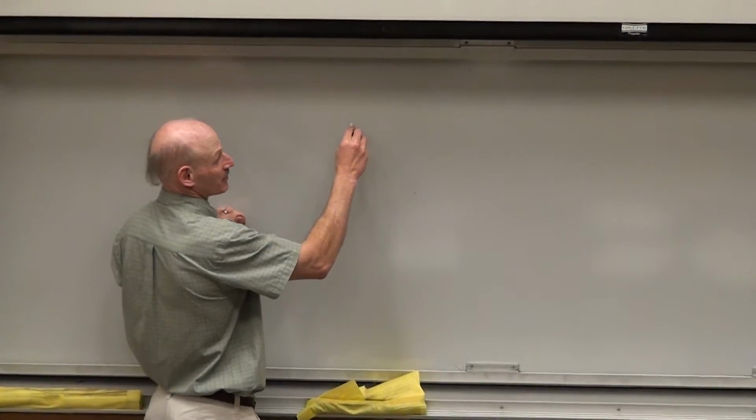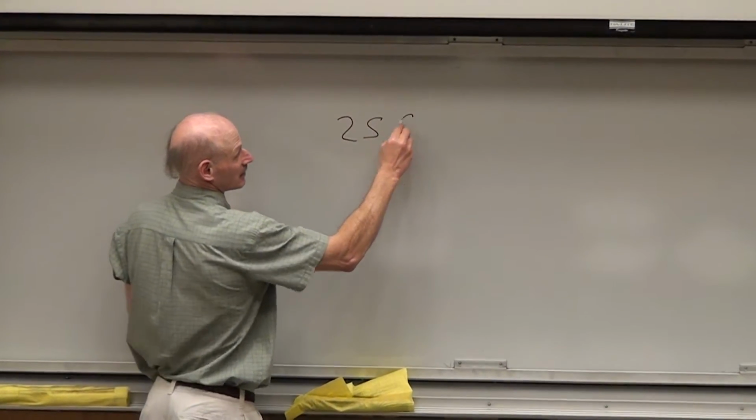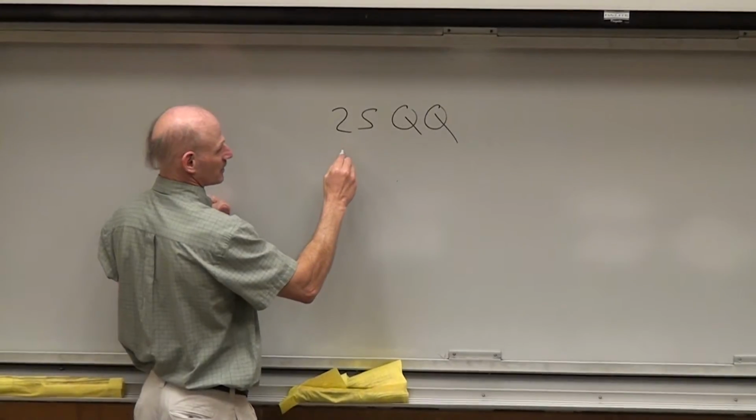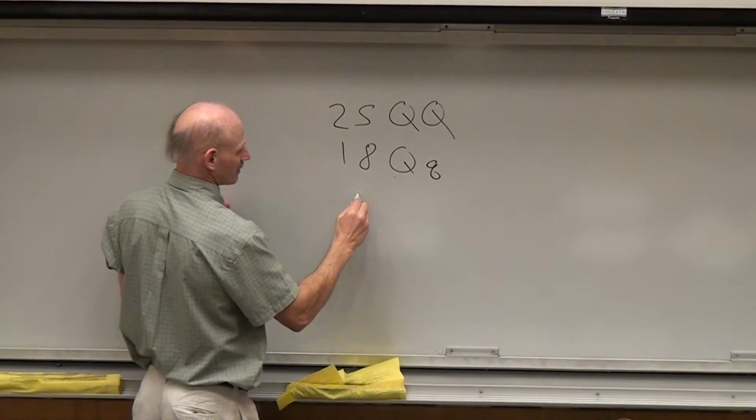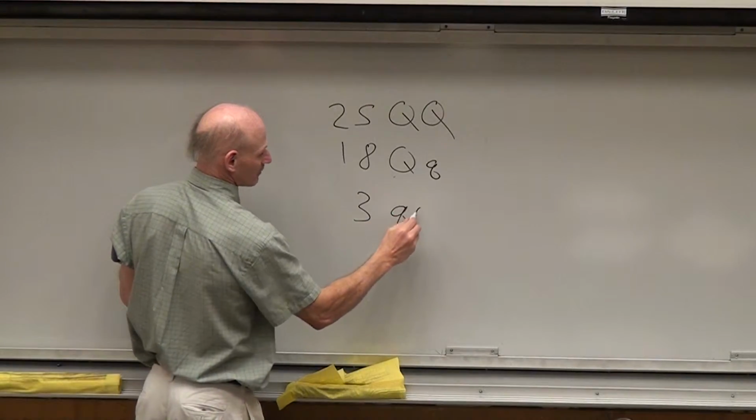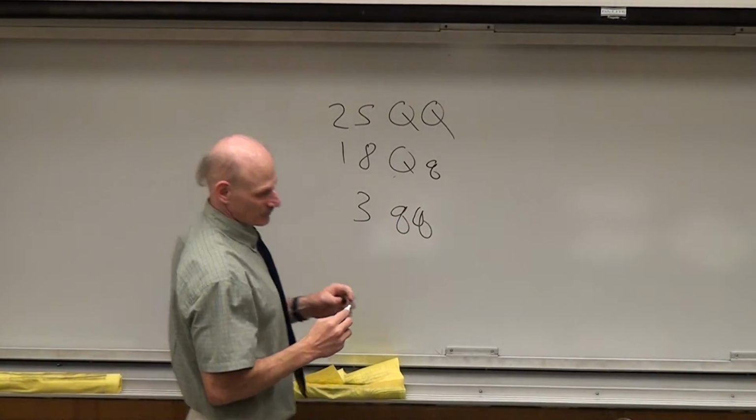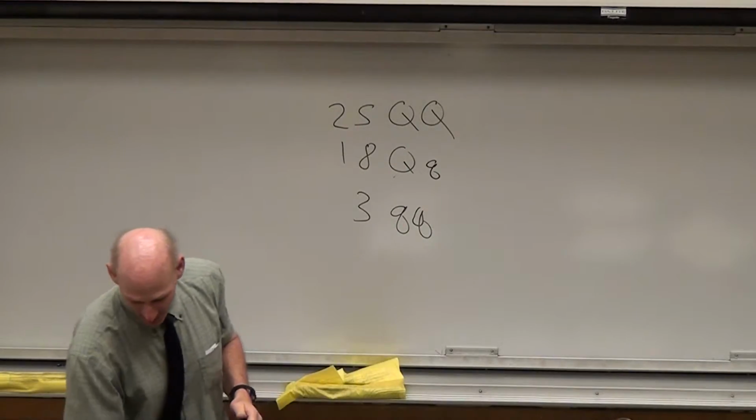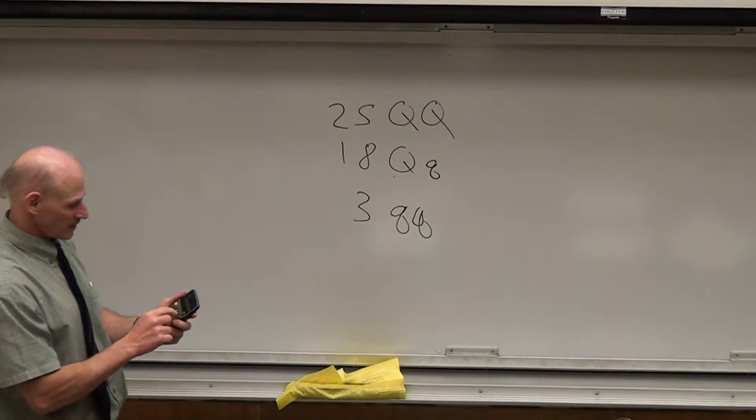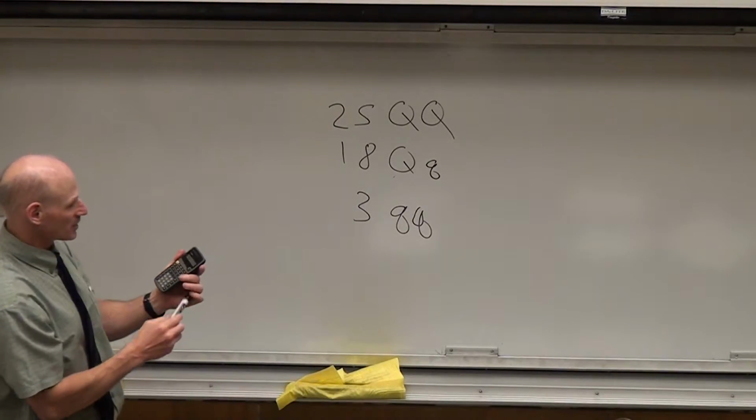Population that was 25 homozygous dominants, 18 heterozygous, and 3 homozygous recessives. Who has a calculator can grind out those genotype frequencies for me? Not the allele frequencies, but the genotype frequencies.